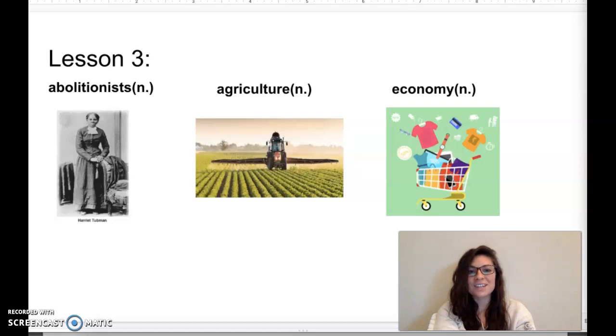Hi, second grade students. Today's read aloud is from Knowledge 9, Lesson 3, called The Controversy Over Slavery. Before I begin our story, I'm going to go over our vocabulary words.